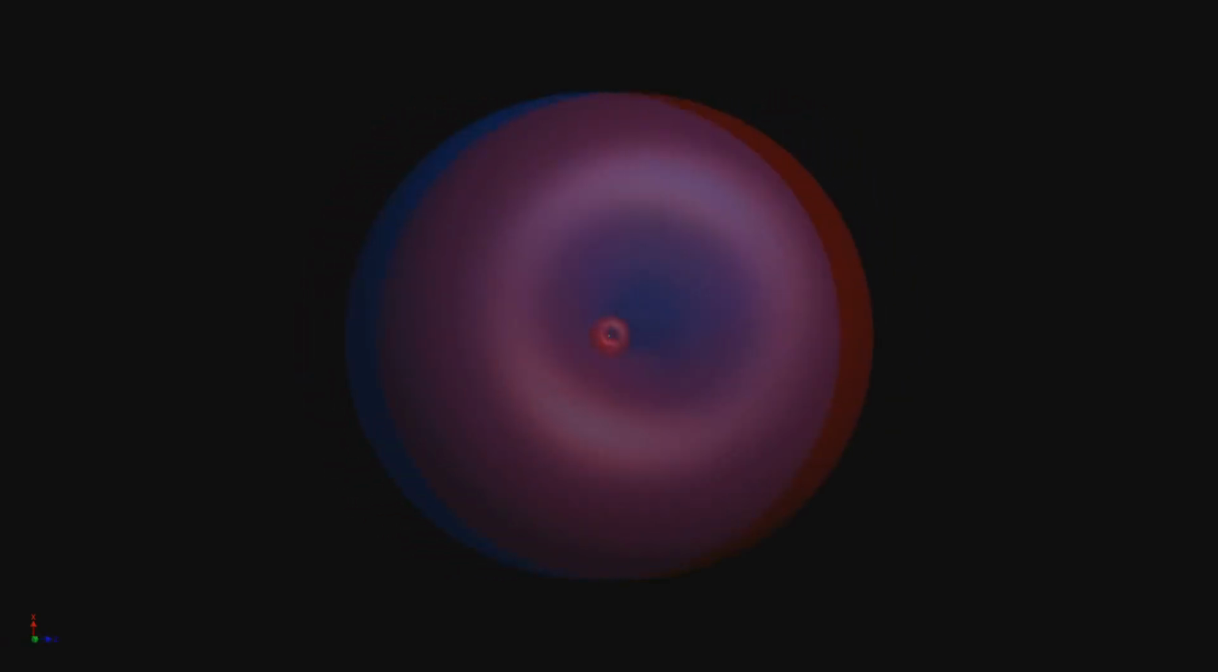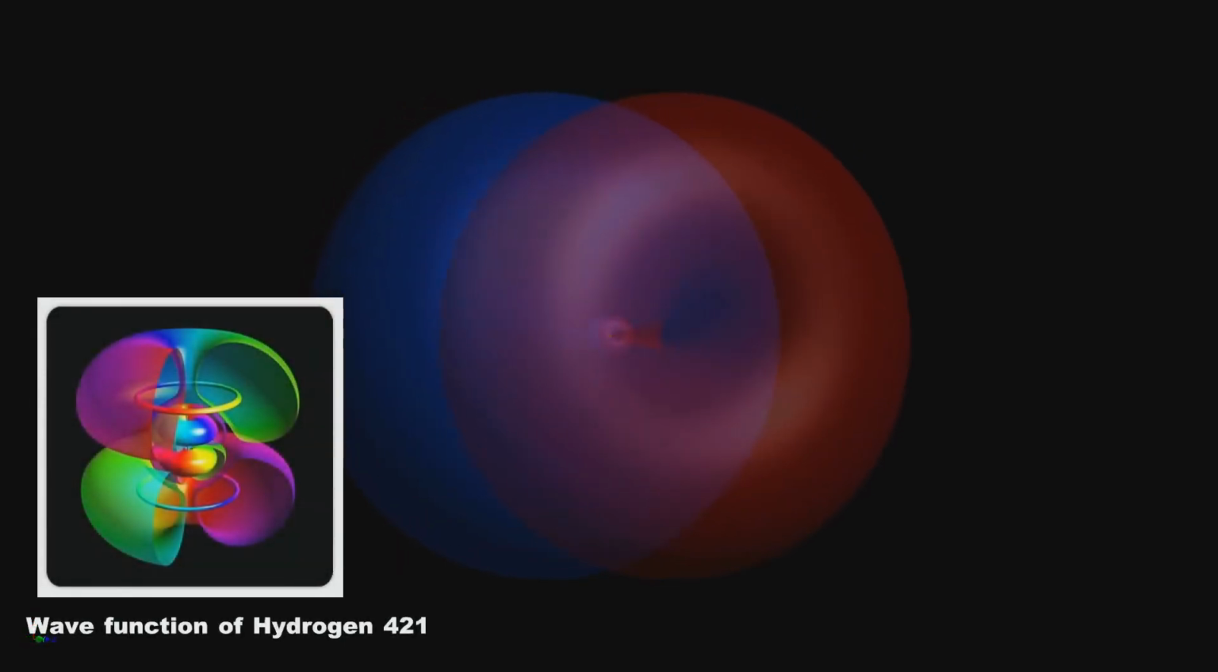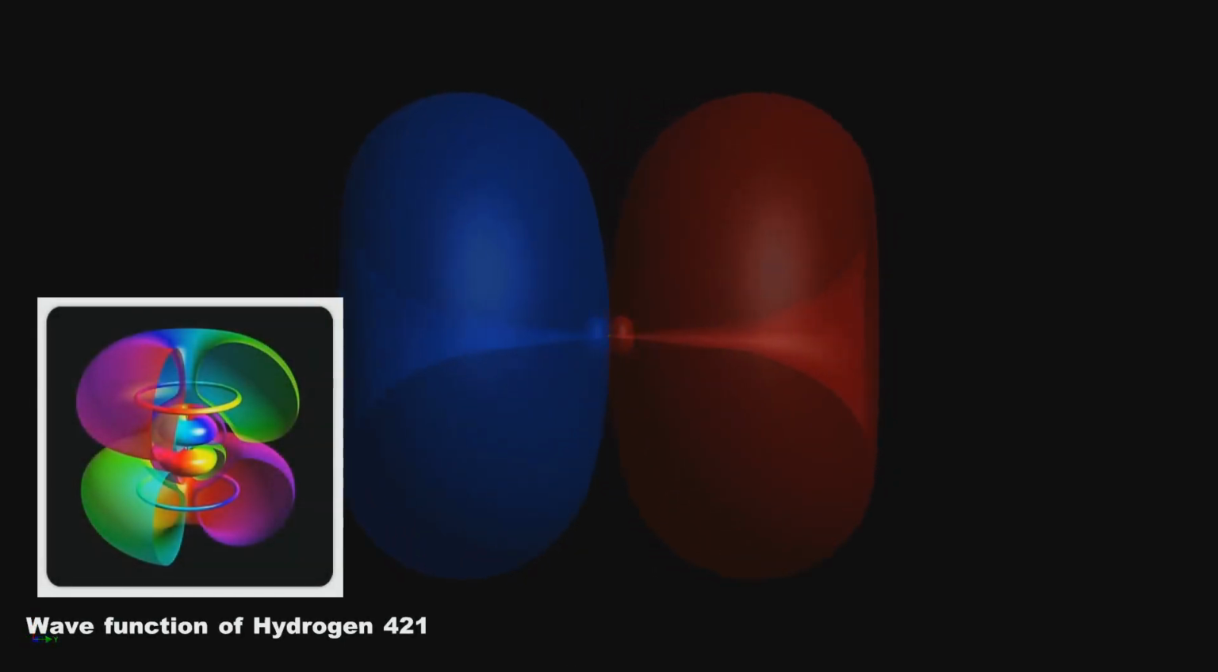Now we see the extended blue electromagnetic field. The further you go from the photon, the weaker the fields. Notice the interesting similarity to the wave function of hydrogen 421.